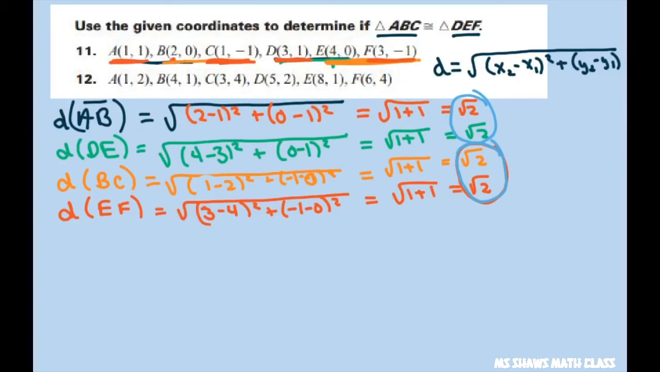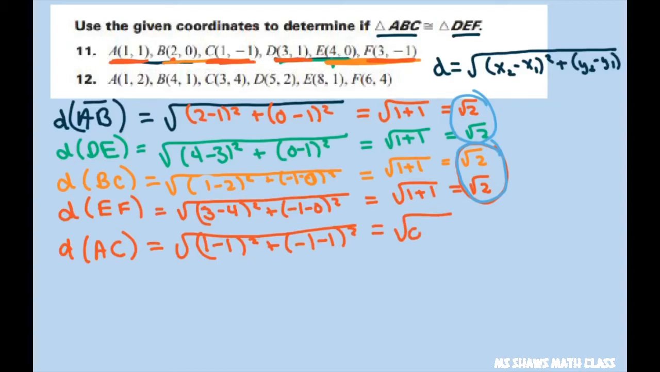So we're going to do distance of AC. So that's going to be 1 minus 1 squared plus negative 1 minus 1 squared. So that equals square root of 0 plus 2 squared. So that's going to be square root of 4, which equals 2. So that means DF should be the same.